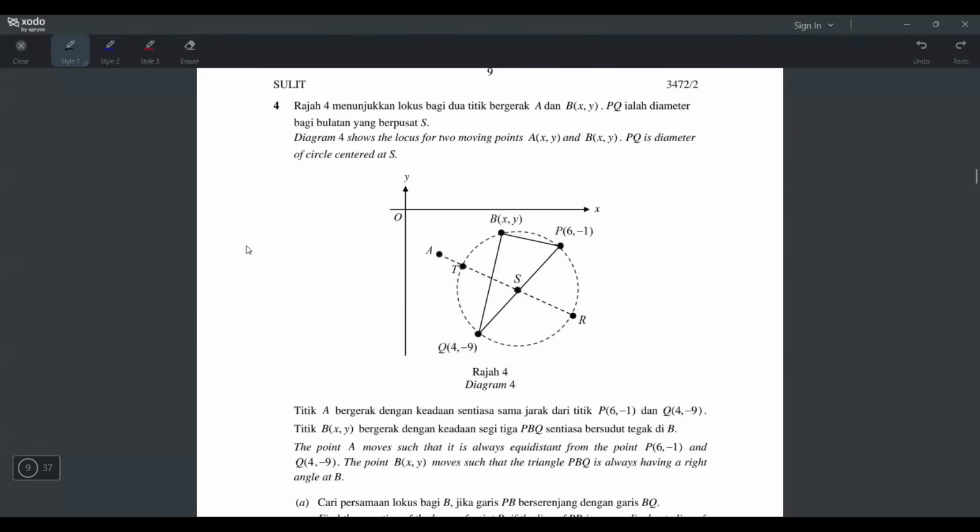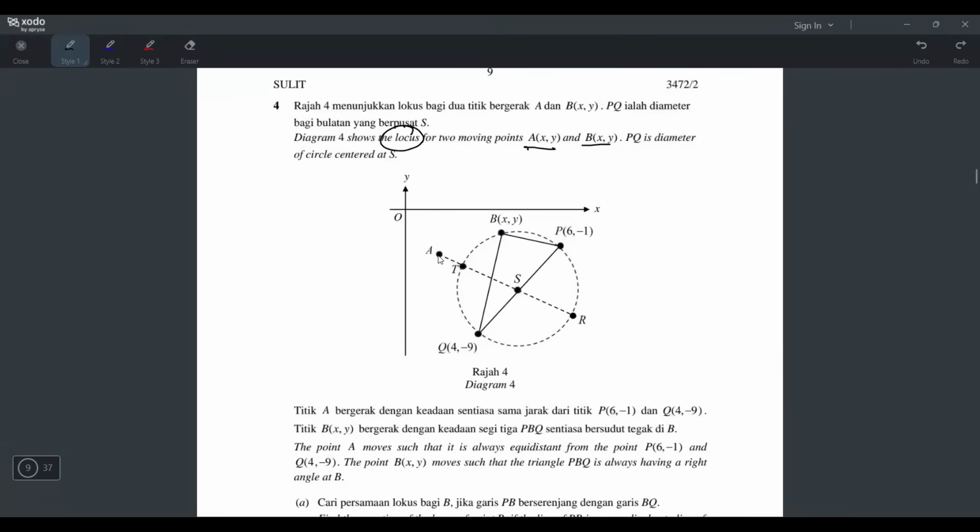Okay, number 4. This looks like a coordinate geometry question. So let's read. Diagram 4 shows the locus. Definitely coordinate geometry because locus, right? So locus, you will either get a circle or a line. It's either a circle or a straight line. Okay, locus for two moving points, point A and point B.